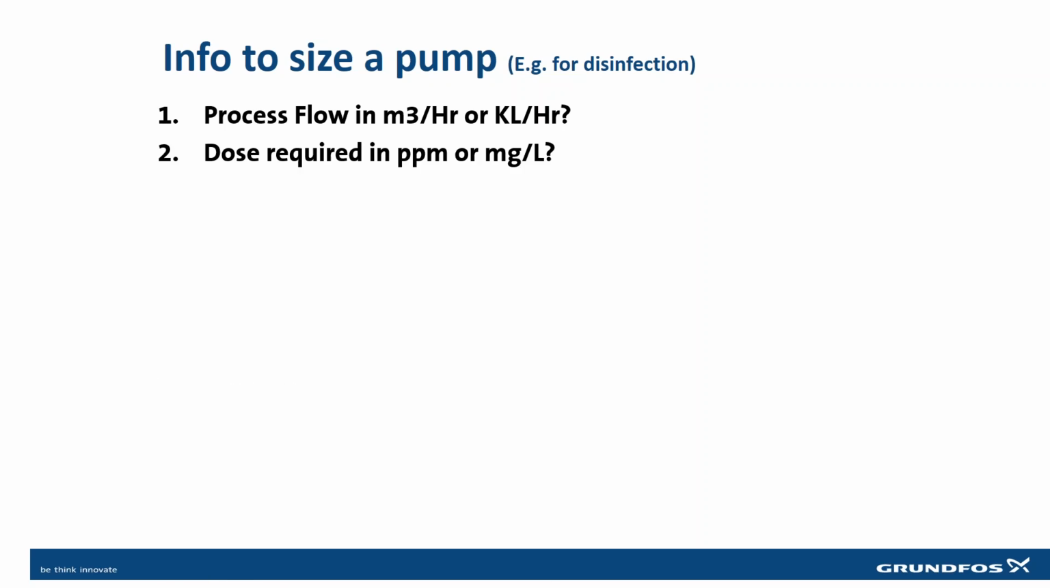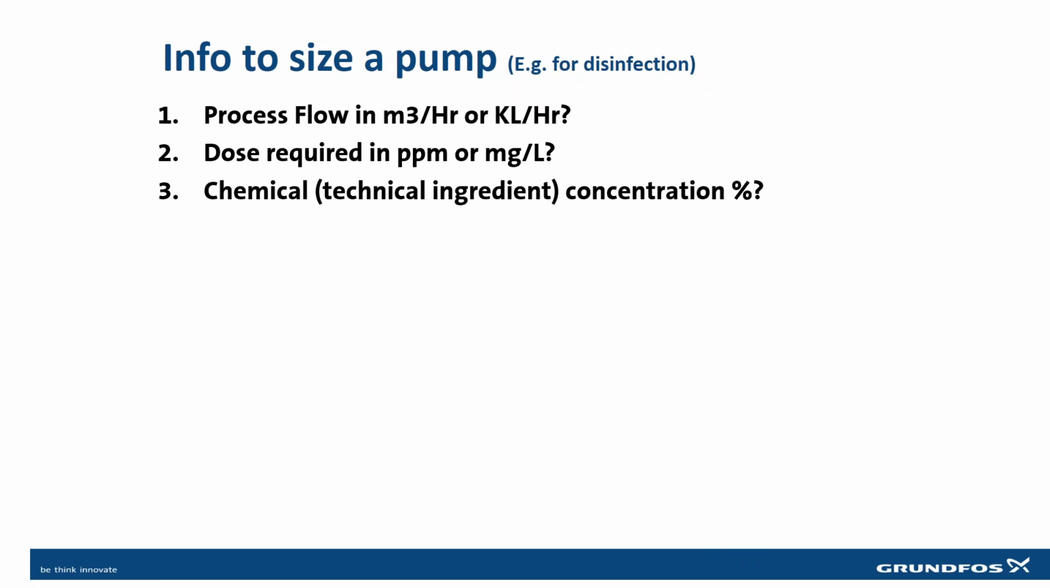Second requirement is the dose requirement in parts per million or milligrams per litre. When we're talking chlorine, we use incredibly small amounts of chlorine to dose, to disinfect a water flow. So we're talking about parts per million of chemical requirement.